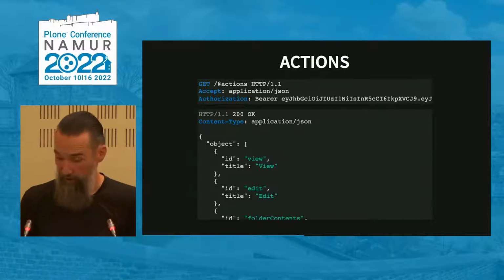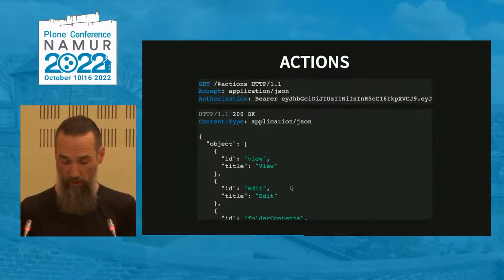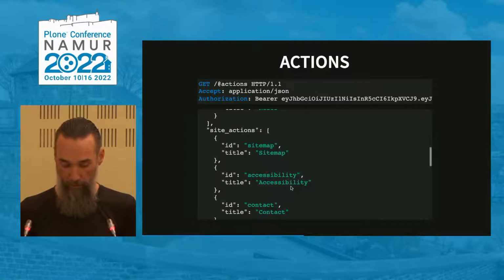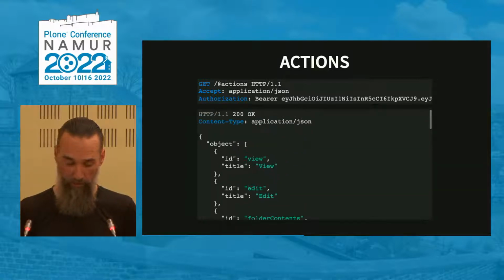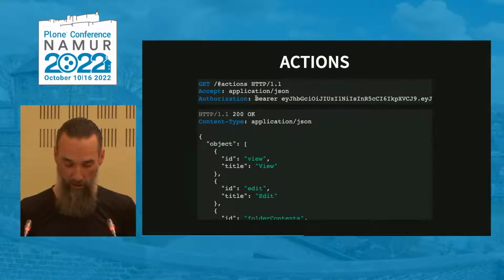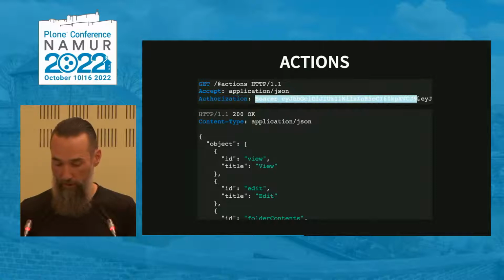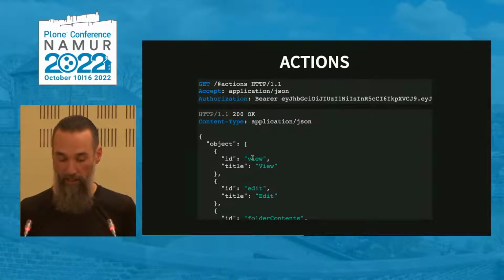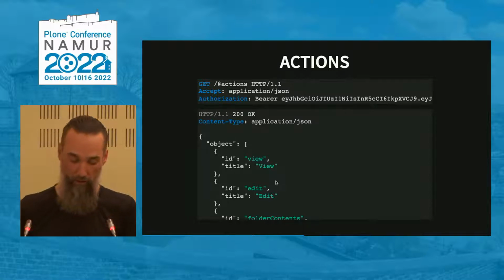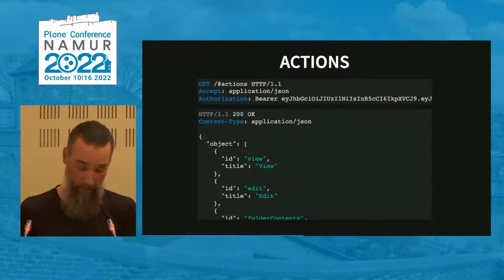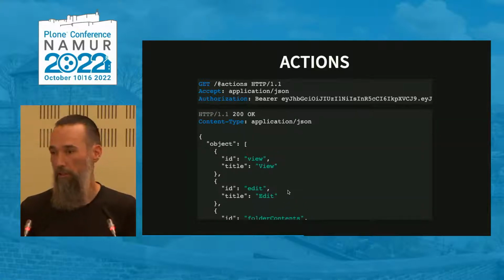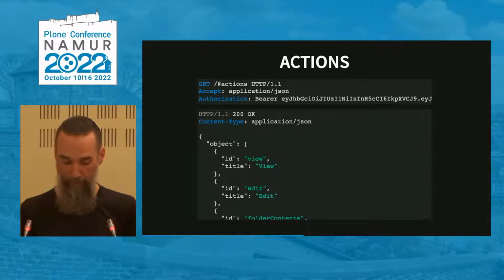Then we have actions, which is also the same. Those are the actions which are available in your Volto toolbar, or in any other front end you want to use. So basically view, edit, and these are based on permission as well. As you can see here, I have the authorization header in there, so I only get the actions I actually have permissions for. In this case, I'm logged in, and apparently I'm an admin, I think, because I've added folder content as well. But if you're a normal user, you would probably only see the view.